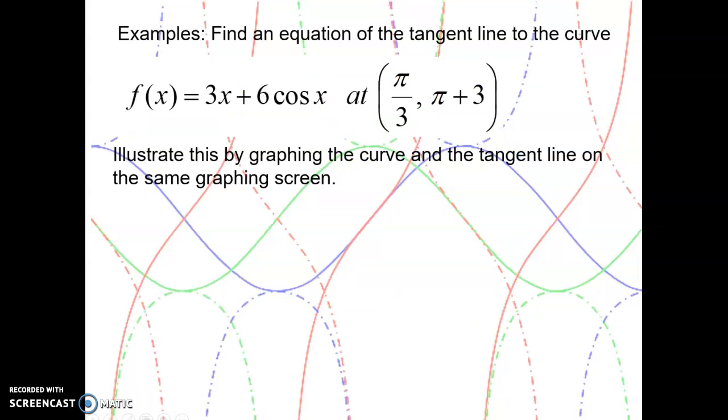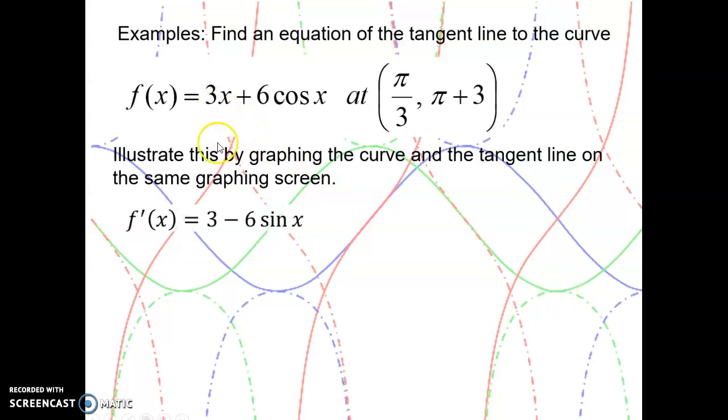Another example here is, let's find the equation of the tangent line to the curve, given this curve at this point. So here's my point of tangency, pi on 3, pi plus 3. And then after we're done, we'll put this on our calculator to illustrate the two, to make sure they look correct on the calculator or on Mathematica. So let's first start and take the derivative.